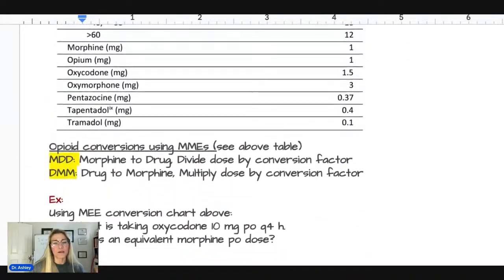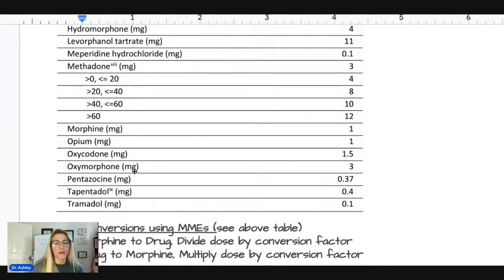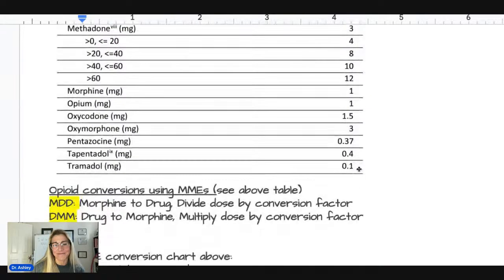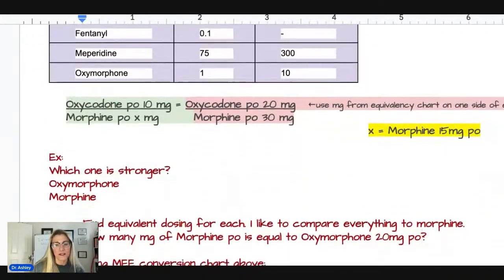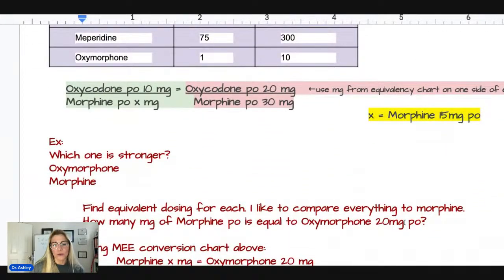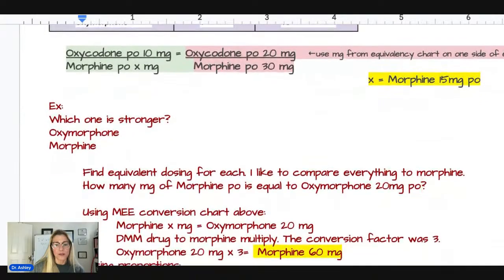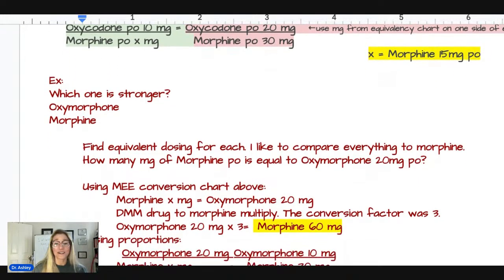Okay, that means I'm going to look for oxymorphone on the MME chart. Oxymorphone, the conversion factor is 3 right there. Remember 3, that's our conversion factor. So I go oxymorphone 20 multiply by 3. We said drug to morphine, multiply. There it is. Morphine 60 is the answer. So easy. It's either multiply or divide.